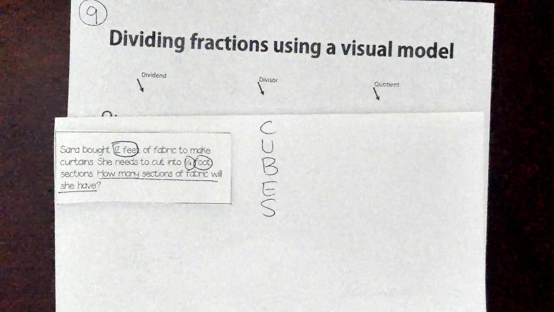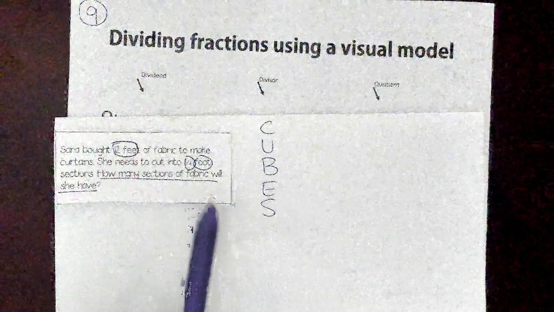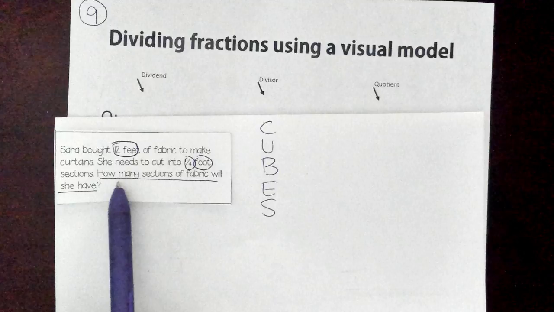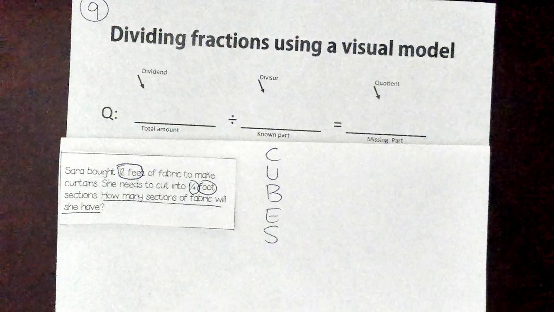So she bought 12 feet of fabric to make some curtains, and she's going to cut what she bought. So this is her total. That's what she has. She's going to cut it up into 1/4 foot sections. So each of them will be a 1/4 foot section. That lets us know that it is division.